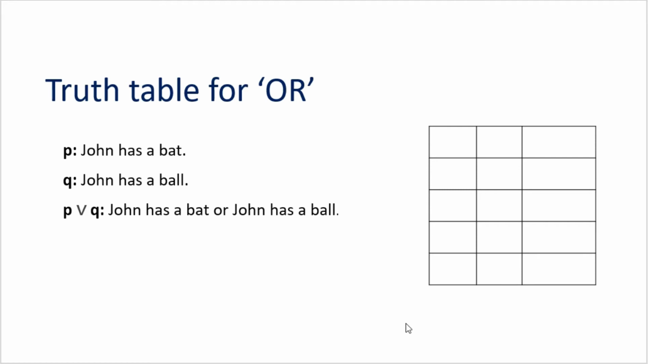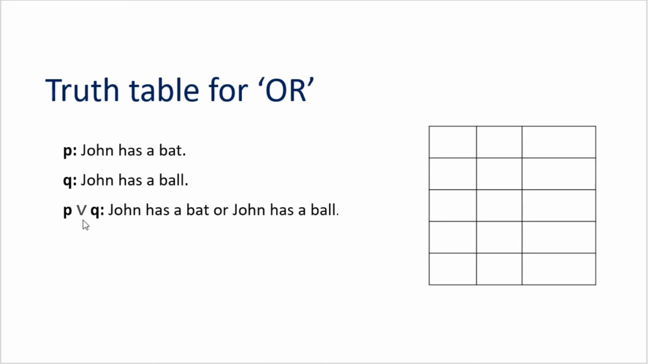We shall now construct the truth table for the logical connective OR. And truth tables are a very important part of this unit. So we'll take an example. We have the statement P, John has a bat. The statement Q is John has a ball. The statement P or Q is the statement John has a bat or John has a ball.